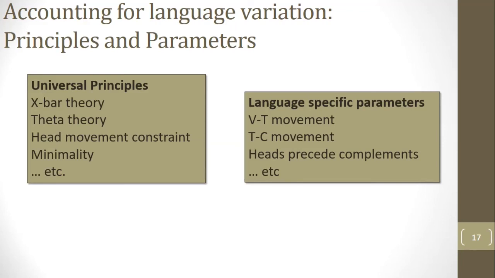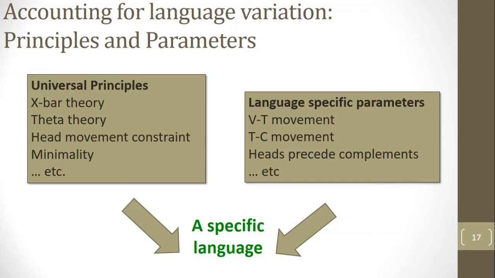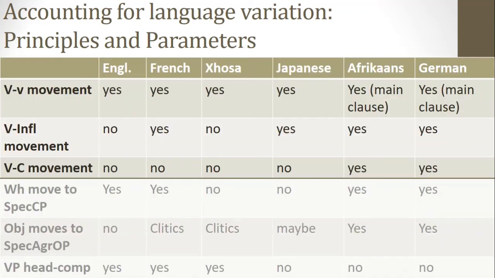On the other hand, there may be language-specific settings which we call parameters. For instance, a language might have V to T movement or T to C movement. Another kind of parametric setting between languages might be the order of head and complements. In one language, such as English, a head might precede the complement, and in another language like Japanese, the complement might precede the head. The combination of these universal principles and language-specific settings of these parameters would result in a particular language. If we plot out some of these parameters in a table, we can start to see where languages are similar and where languages are different.